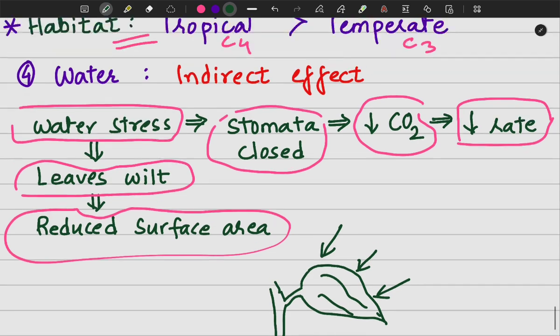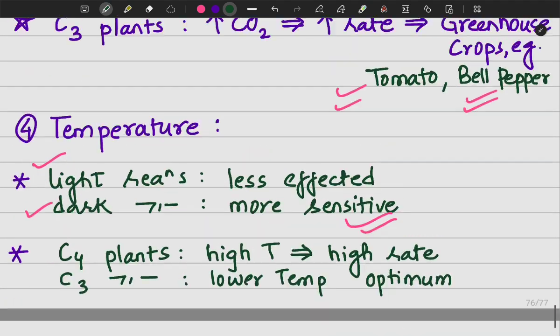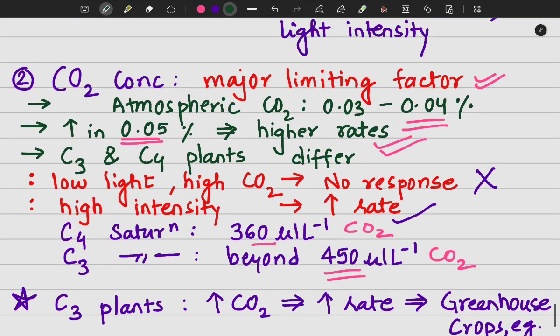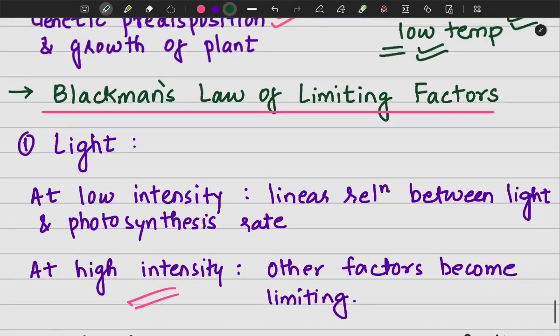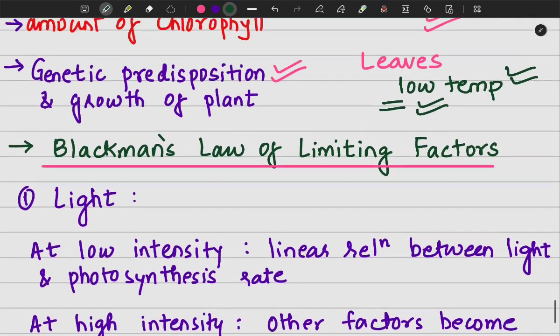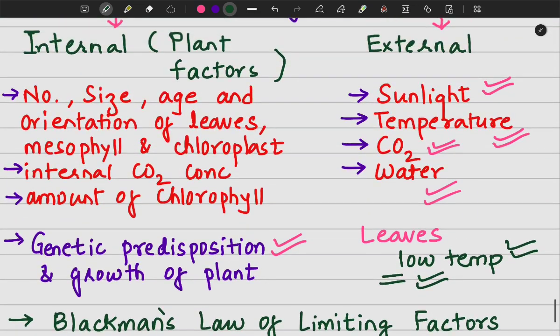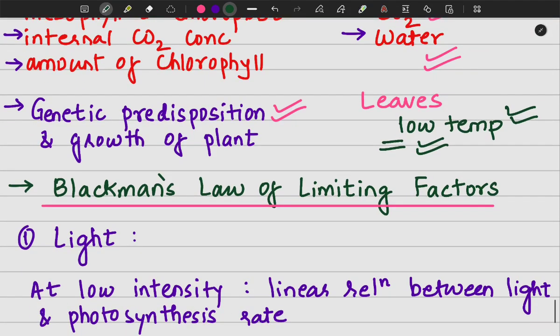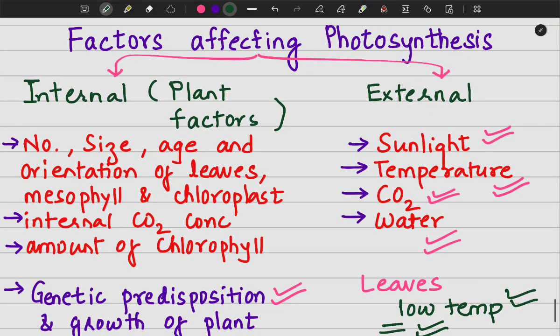So I hope all the factors, including the external factors like water, temperature, carbon dioxide concentration, as well as light, along with the internal or the plant factors, which we discussed briefly, and Blackman's law of limiting factors, all the points related to the factors that directly or indirectly affect the rate of photosynthesis are clear to you.